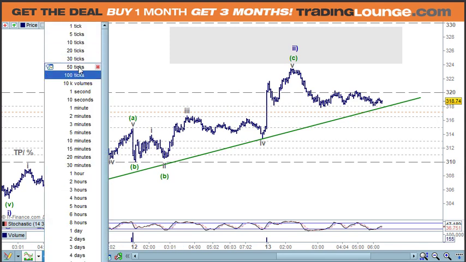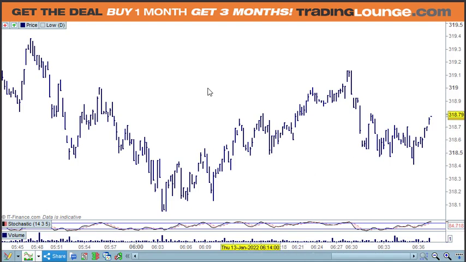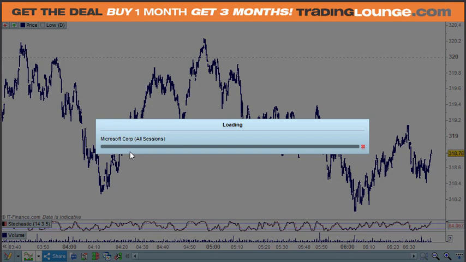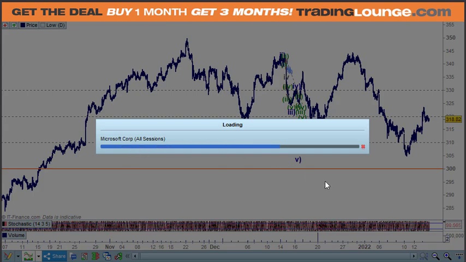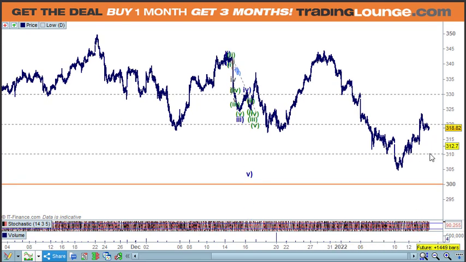Just see what I've done. Anything on the 5-tick chart here, just to resolve that a bit. I haven't updated that for a while.